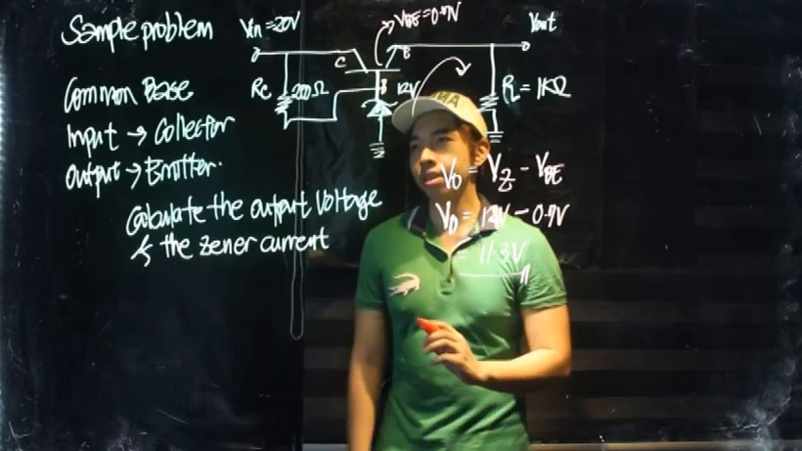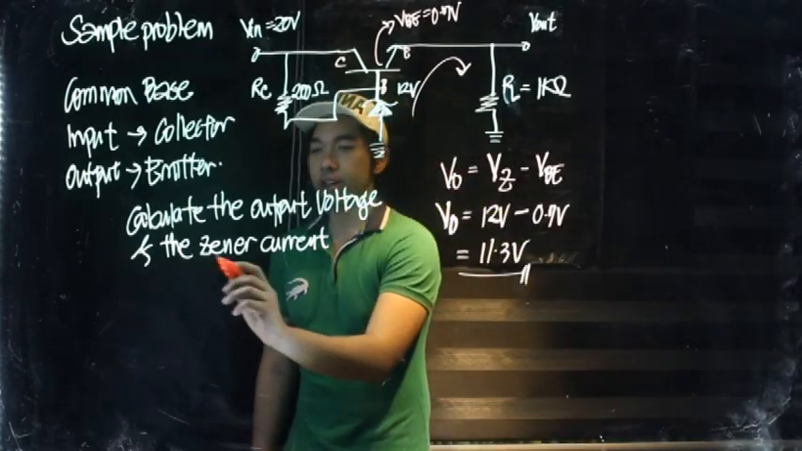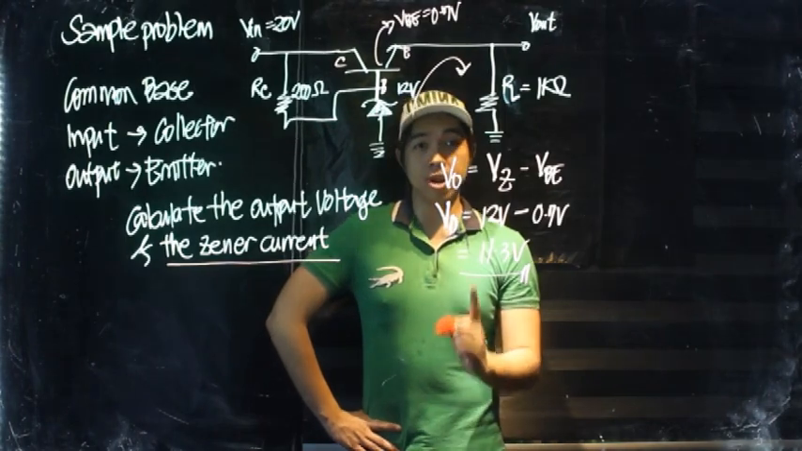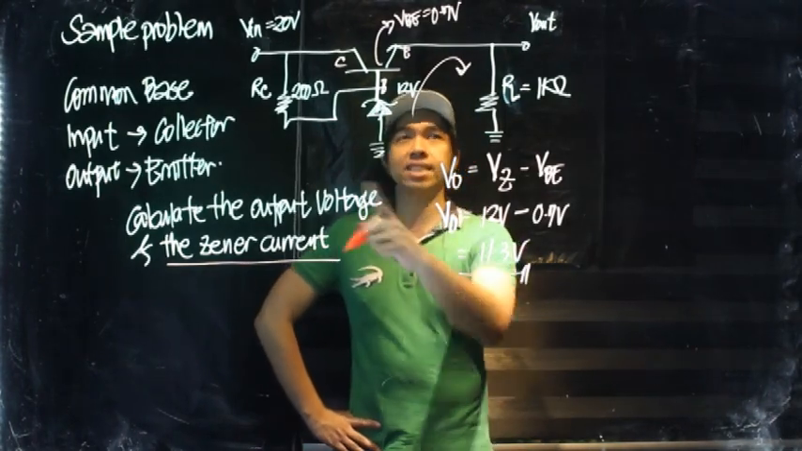Now, we also need to find the Zener current. But how do we find the Zener current? To find the Zener current, we first need to analyze the whole circuit.